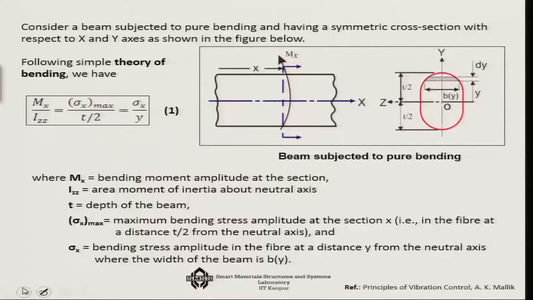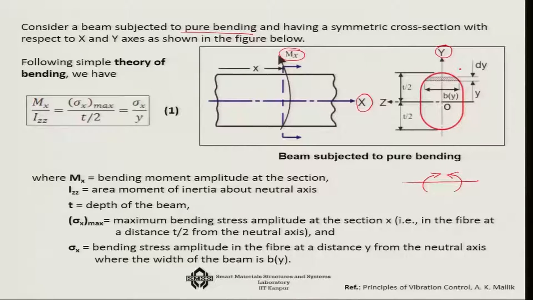So, let us consider this simple problem: a beam which is subjected to pure bending. As you can see here, the beam is subjected to bending, and it has a symmetric cross section with respect to the x and y axes. This is one axis, the longitudinal axis, with respect to which it has a symmetric cross section, that means up and down are symmetric, as well as with respect to the y axis, both the sides are symmetric. So, that is a simple case.